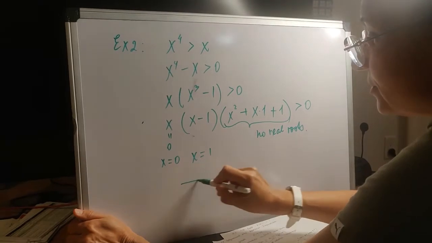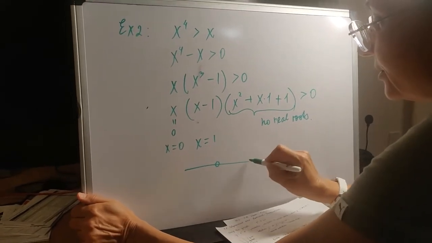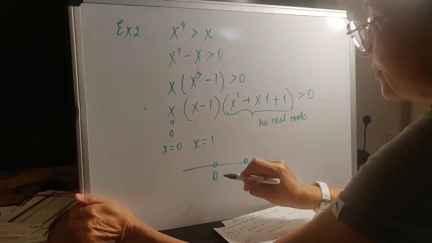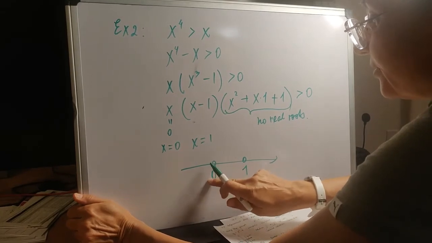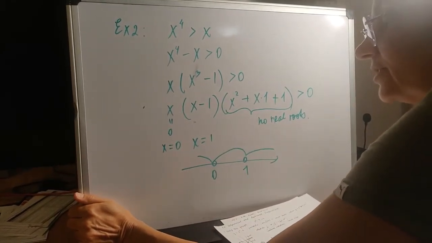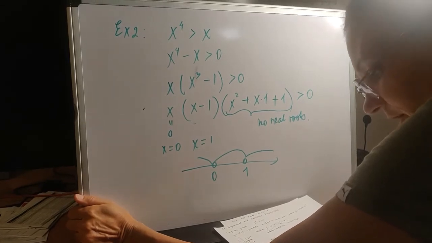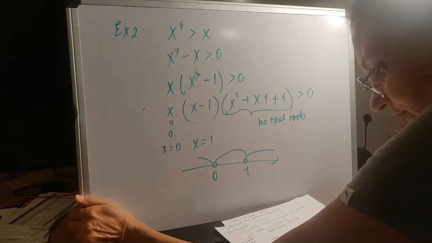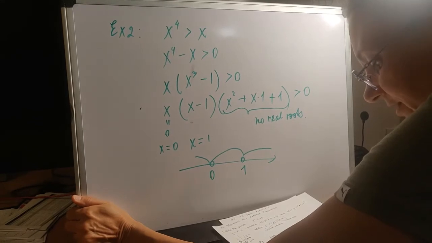So there are just two zeros, I'm going to graph them, 0 here and 0 here. So it's a 0 here and 1 over here, and that's just going to give me 3 intervals again, which are going to give me 3 test points, which I'm going to check. So according to my notes, I'm checking points minus 1, 1/2, and 2.